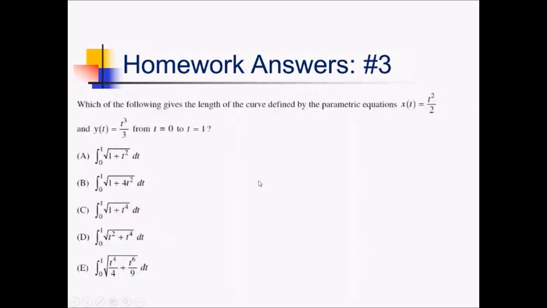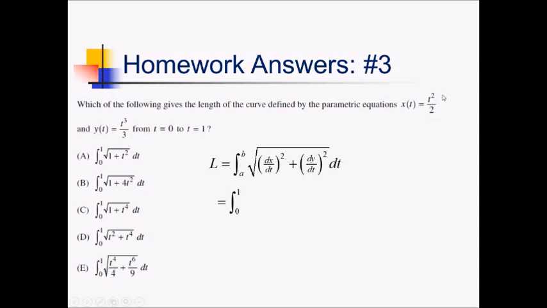For this problem, we want to know the length of the curve defined by these parametric equations from 0 to 1, or at least something equivalent to that. Since I'm going parametric here, I'm going to use my parametric length formula with the square root of dx over dt squared and dy over dt squared. So dx over dt, oh, by the way, this is going from 0 to 1, so that's our limits of integration. dx over dt, that's the derivative of t squared over 2.